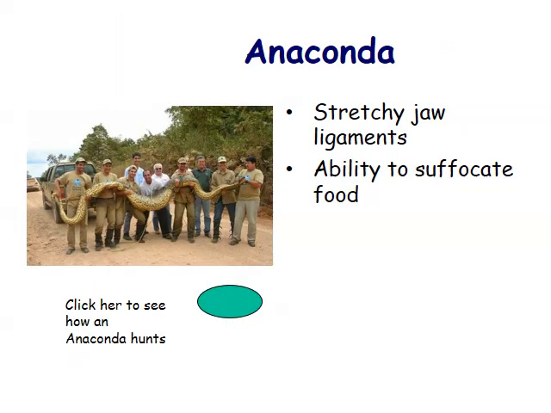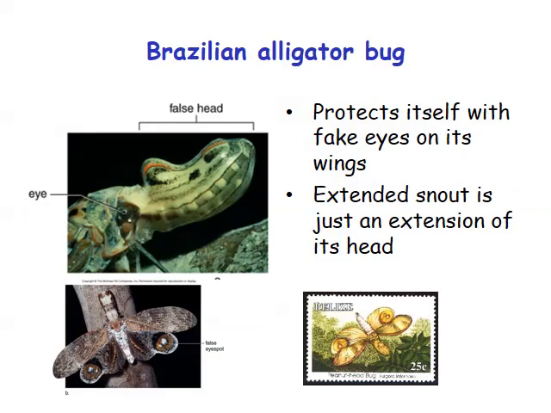Another adaptation is the stretchy jaw ligaments in an anaconda. Anacondas suffocate their food, and then it may take several days for it to actually be able to ingest a meal. The Brazilian alligator bug has a very unique adaptation. It actually has a false head. It makes it look larger, and it has fake eyes on its wings. So a bird flying overhead sees this very large organism staring up at it, and this allows it to protect itself.